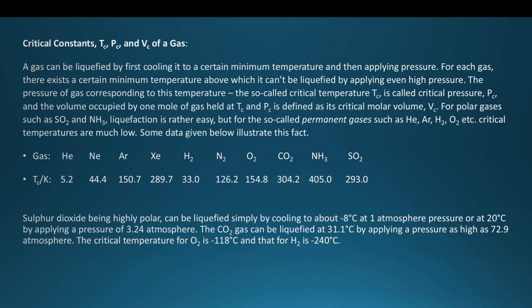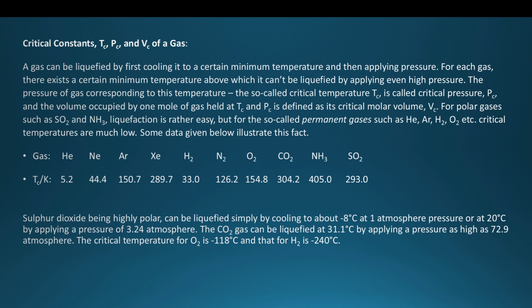For polar gases such as sulfur dioxide and ammonia, liquefaction is rather easy, but for the so-called permanent gases like helium, argon, oxygen, nitrogen, etc., critical temperatures are much lower. Some data given below illustrate this point. Helium 5.2 Kelvin, neon 44.4 Kelvin, argon 150.7 Kelvin, xenon 289.7 Kelvin, hydrogen 33 Kelvin, nitrogen 126 Kelvin, like that.